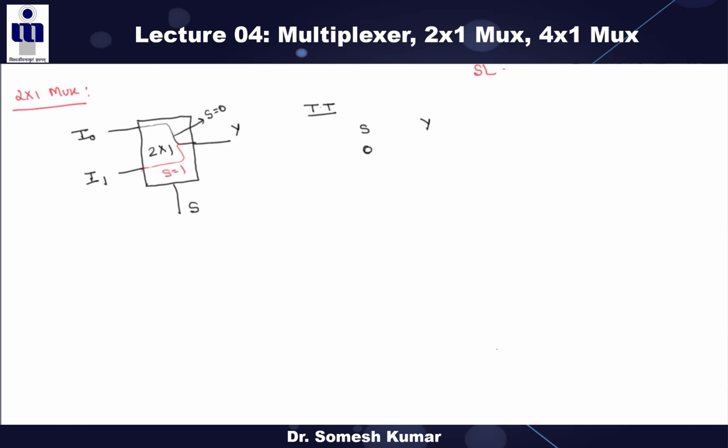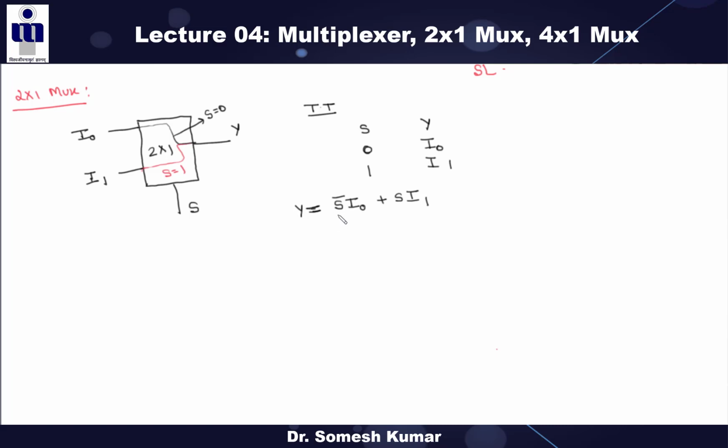So if S is 0, what is the output? Output is I0, right? And if S is 1, what is the output? I1, right? So what is the logical expression for the Y? Can you tell me? What is the logical expression for the Y? S bar into I0 plus S into I1. This is the logical expression, right? This is the logical expression.